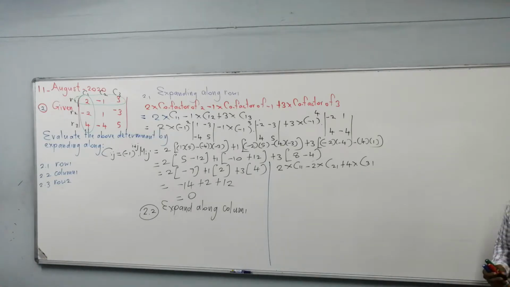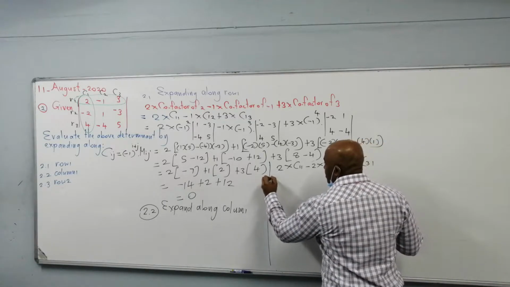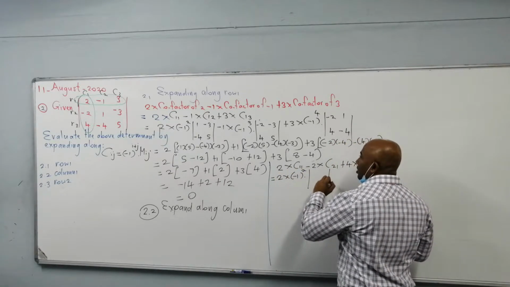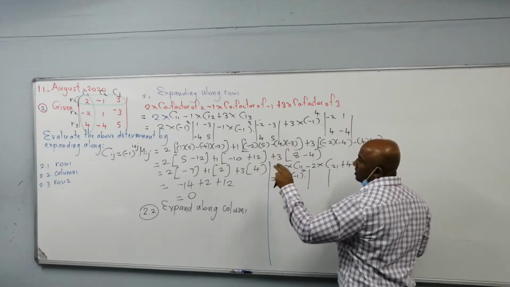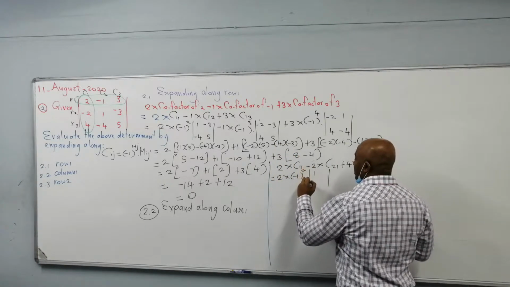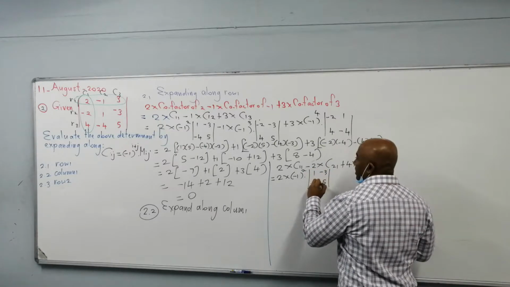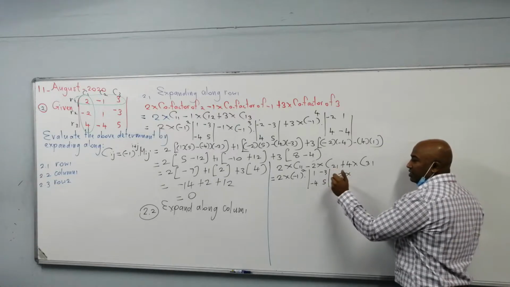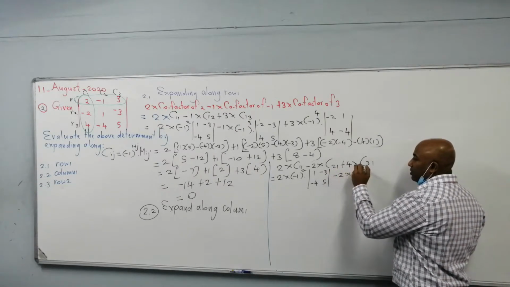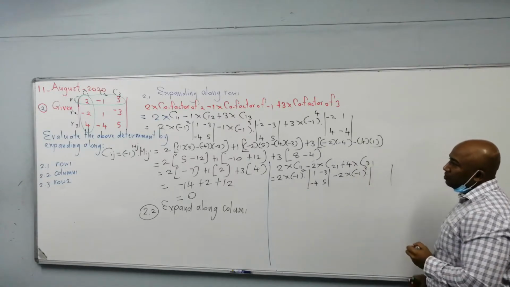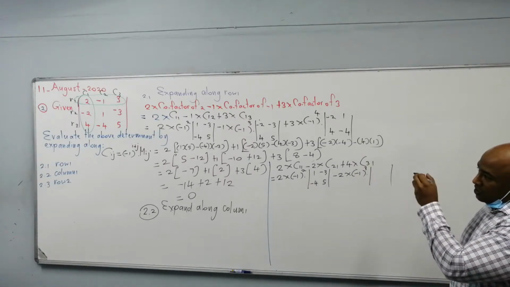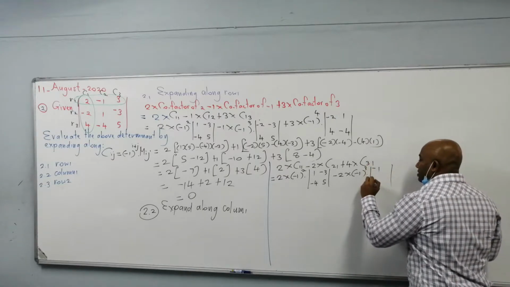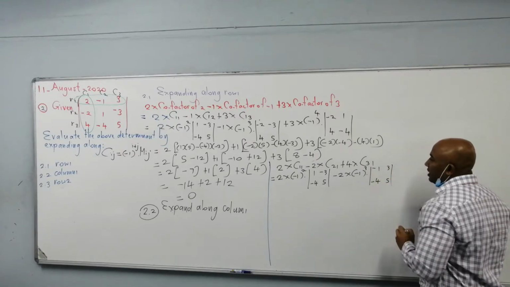You clear with that? Now, I got 2 times minus 1 to the power 2, block row 1, block column 1, so that's 1 minus 4 minus 3 and 5. Then we have minus 2 times the cofactor of minus 2, which is minus 1 to the power 2 plus 1, which is 3. Block row 2, block column 1, so that's minus 1, minus 4, 3 and 5.